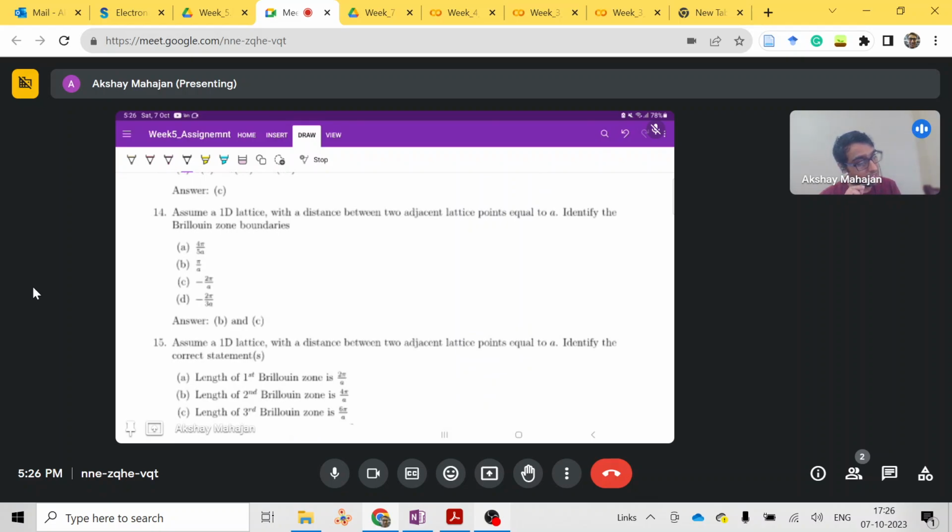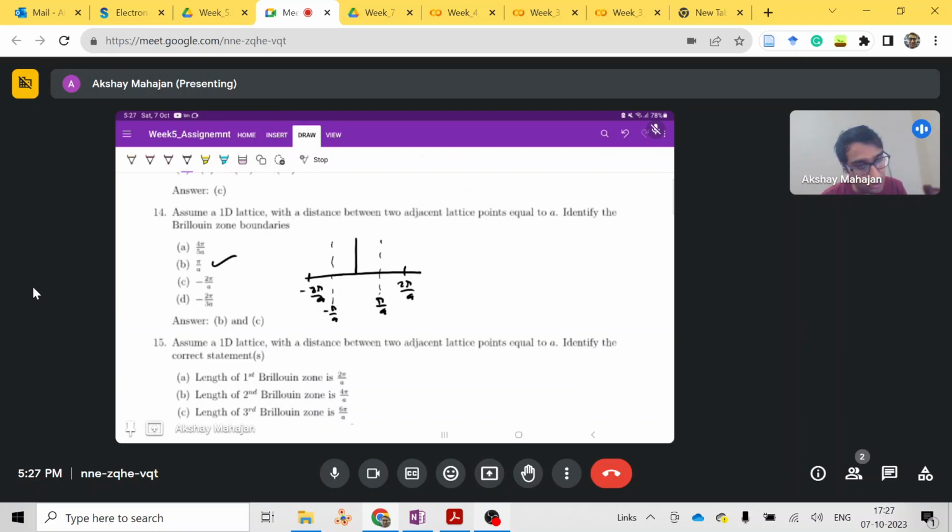Now assume a 1D lattice with the distance between two lattice points equal to A. Identify the Brillouin zone boundaries. For the Brillouin zone boundary, as we have drawn here, this will be 2 pi by A, and between minus 2 pi by A will be your lattice vectors, and then you will have your perpendicular bisector for the 1D, at pi by A and minus pi by A. So these will be your boundaries. The Brillouin zone boundaries will be pi by A and minus pi by A, so it will be option B. And these are the first Brillouin zone boundaries.